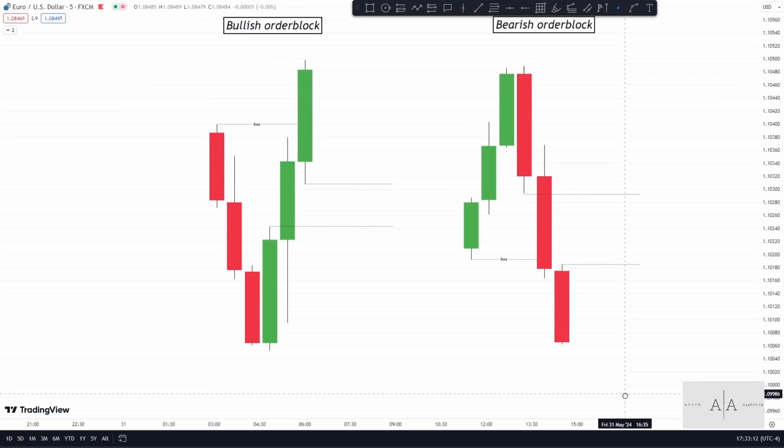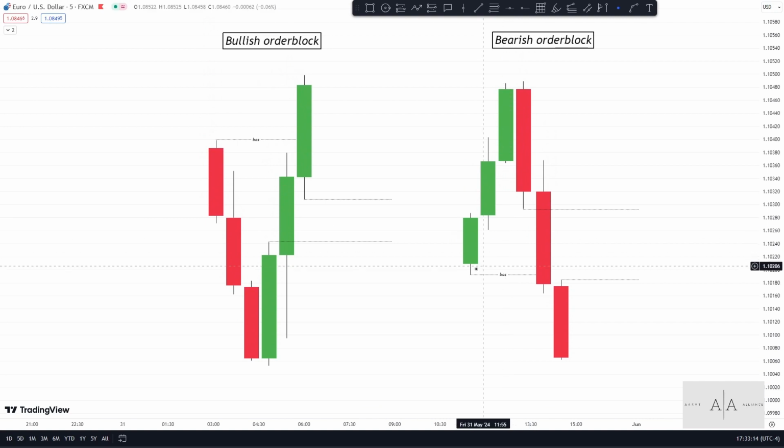So order blocks are pretty much specific areas on the chart where large institutions like banks and hedge funds have placed large amounts of buy or sell orders, okay? These areas represent zones of strong buying or selling interest. When you identify this block, you can gain a more profound insight into potential future price action, right?